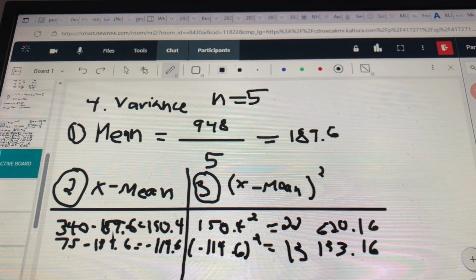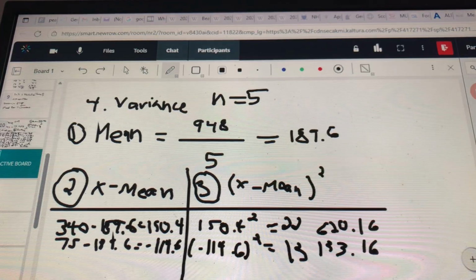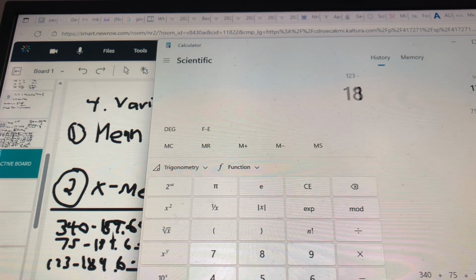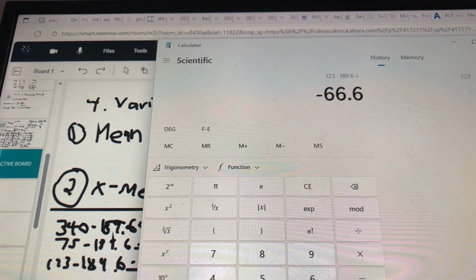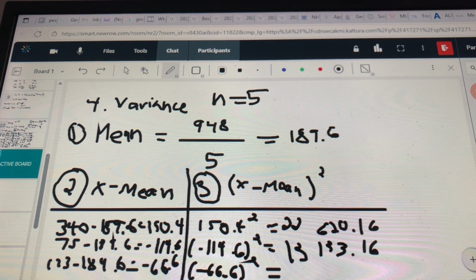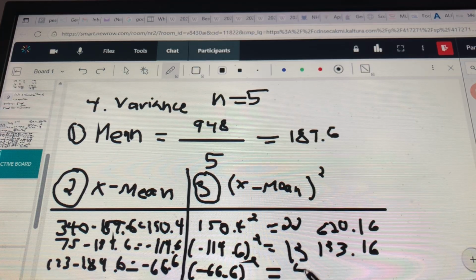Okay, the next number is 123. 123 minus 189.6 is negative 66.6. So square that. Positive 4435.56.